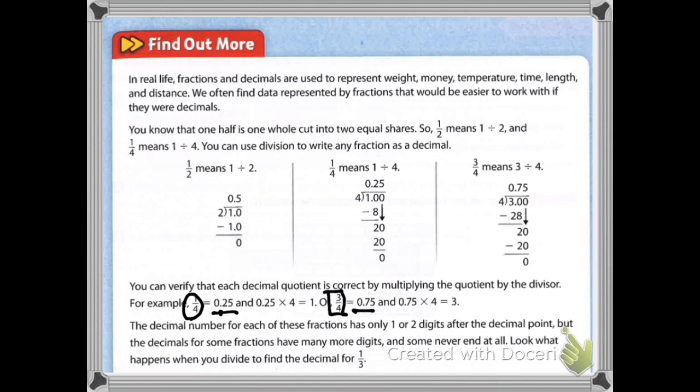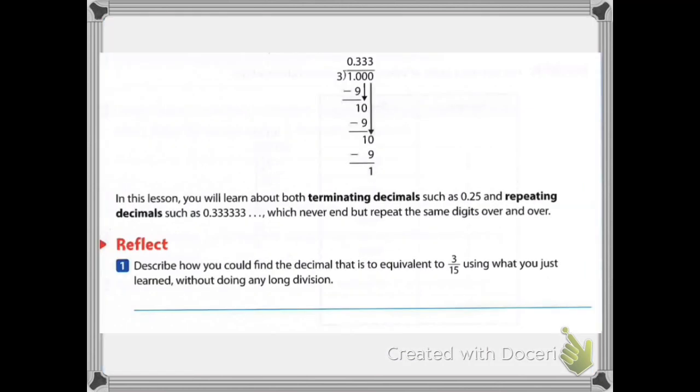The decimal number for each of these fractions has only 1 or 2 digits after the decimal point, but the decimal for some fractions has many more digits, and some never end at all. Look what happens when you divide to find the decimal for 1/3. You get 0.3333 repeating. In this lesson, you will find out about terminating decimals, such as 0.25, and repeating decimals, such as 0.3333, which never end but repeat the same digits over and over. Like me, I repeat over and over.